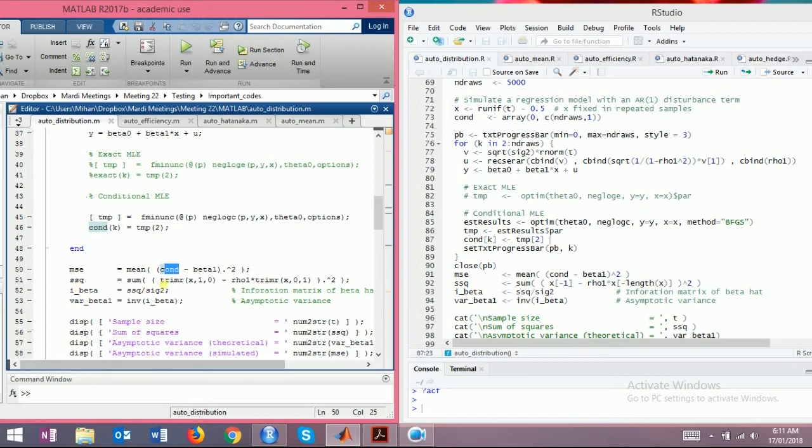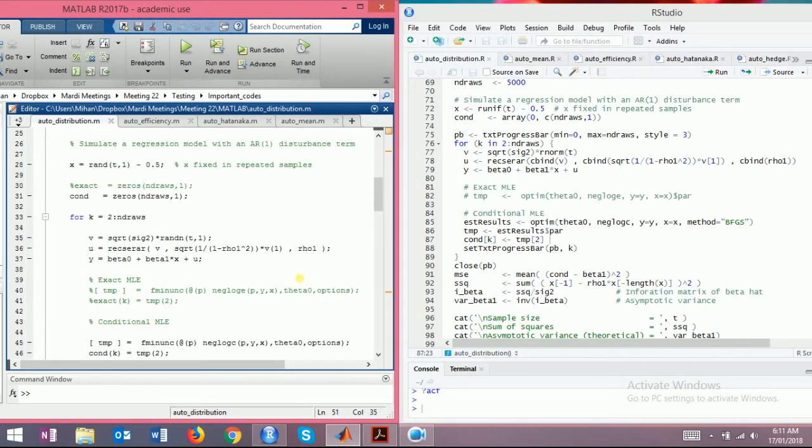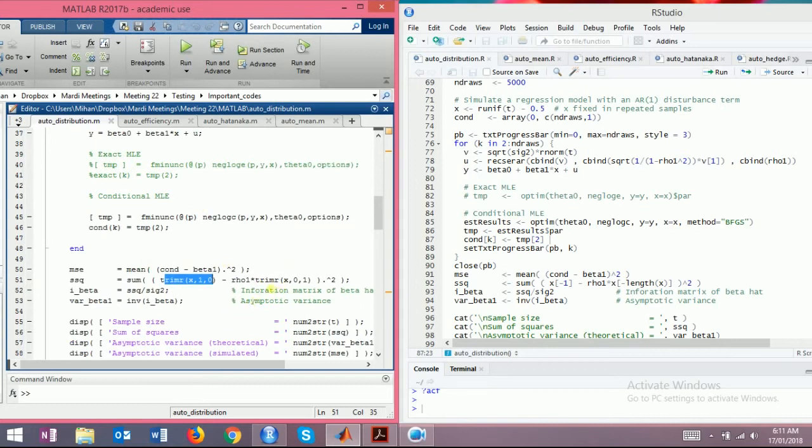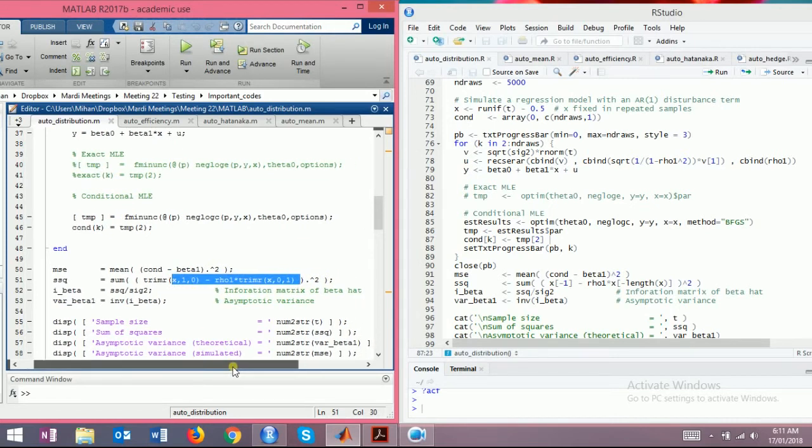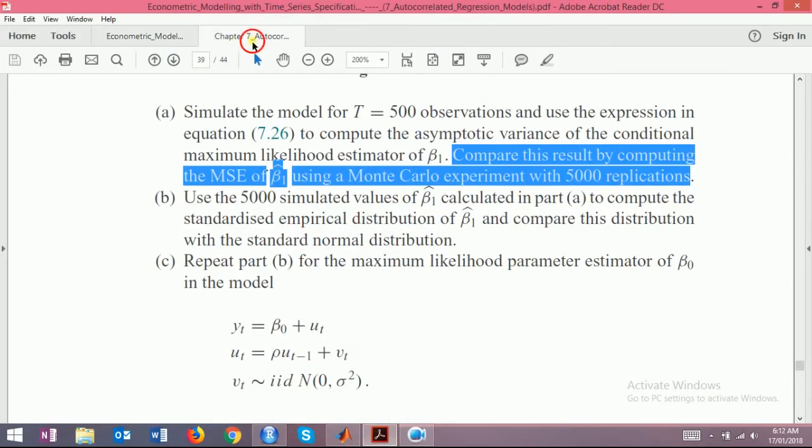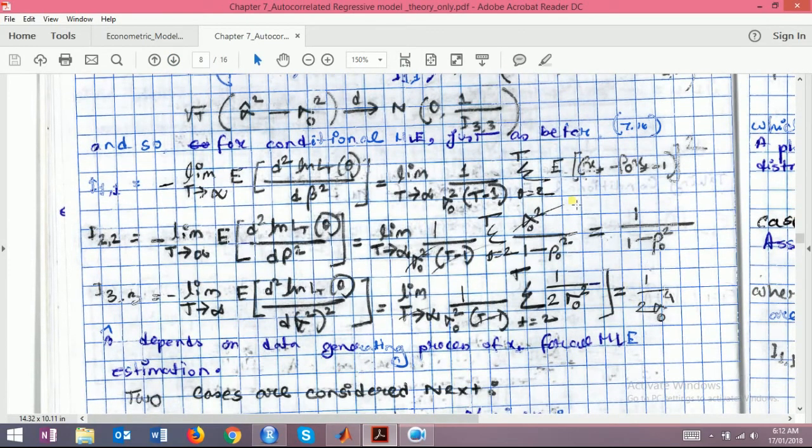and the sum of squares is the sum of x from row 1, x_t minus rho times x_{t-1}, squared. We have x generated earlier. It is the sum of squared errors, because this is the denominator. Minus 1 squared.